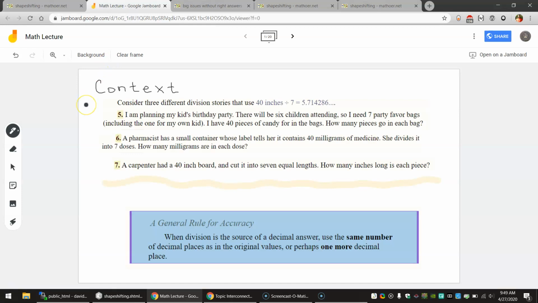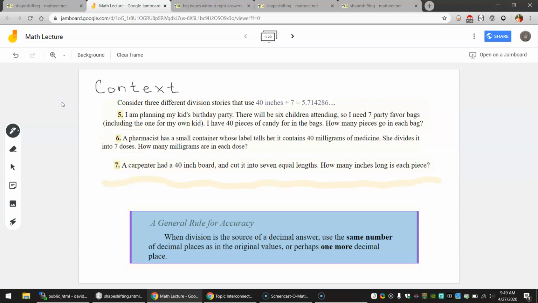We looked at 3 problems that involved 40 divided by 7 that had context. What types of measurement devices were there that would tell us how much to round? Our party favor bags, a pharmacist's scale, and a carpenter's saw were different as far as rounding. We also talked about a general rule for accuracy.